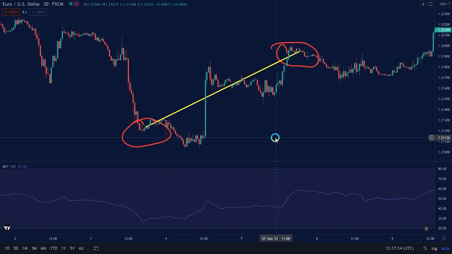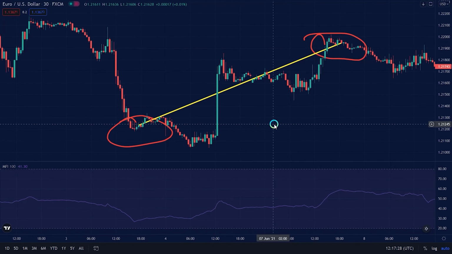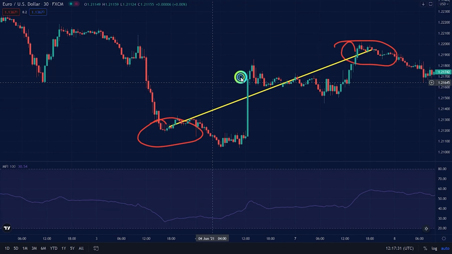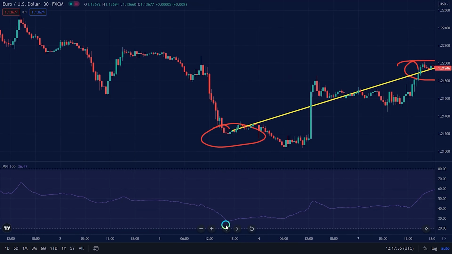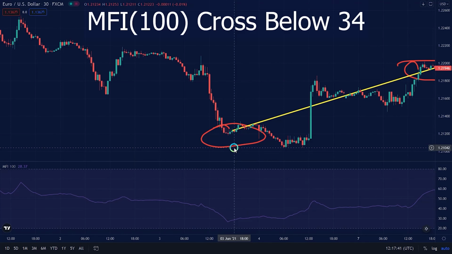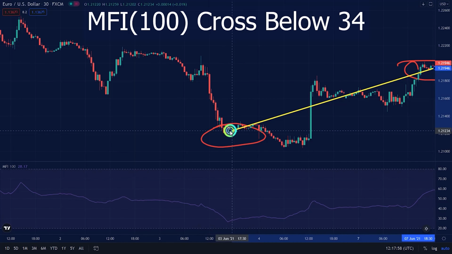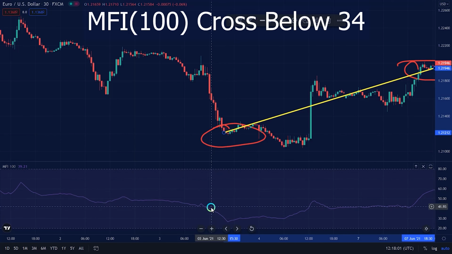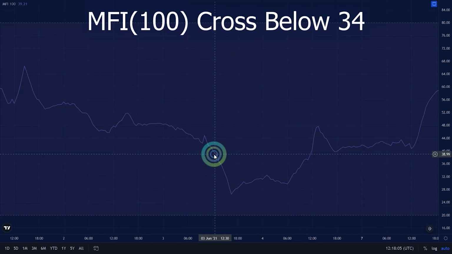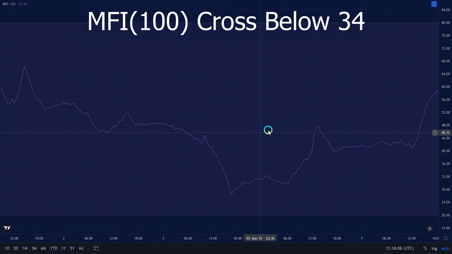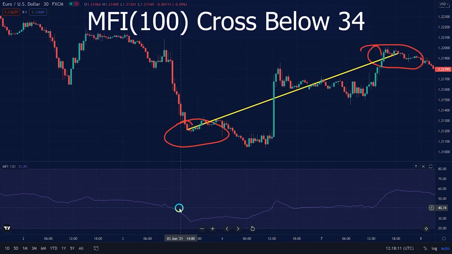So now let's see the numbers, because in my opinion this was a great example of a trade with this strategy. Let's see the examples. First, we will need a crossover. The crossover is when the MFI indicator, the 100 period one, this time as well, crosses below 34. If you take a look at it here, somewhere right here, it crosses below 34, and therefore we can take this trade.